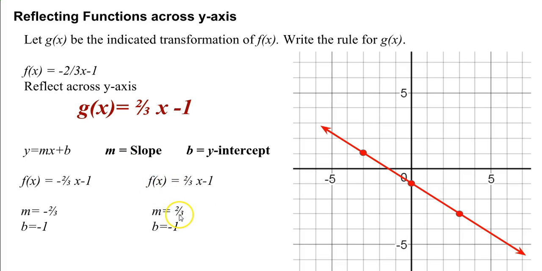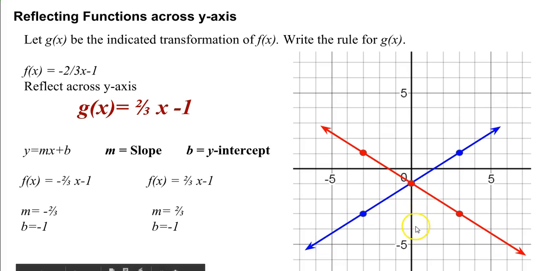Our slope is going to be 2/3, and our y-intercept is going to be negative 1. So plot these 3 points here. This is our third one right here. And I'll draw that line. So you can see that our line of reflection is definitely the y-axis, which is good. And the y-intercept didn't change, and the slope is the same, but one is multiplied by a negative 1 versus the original.